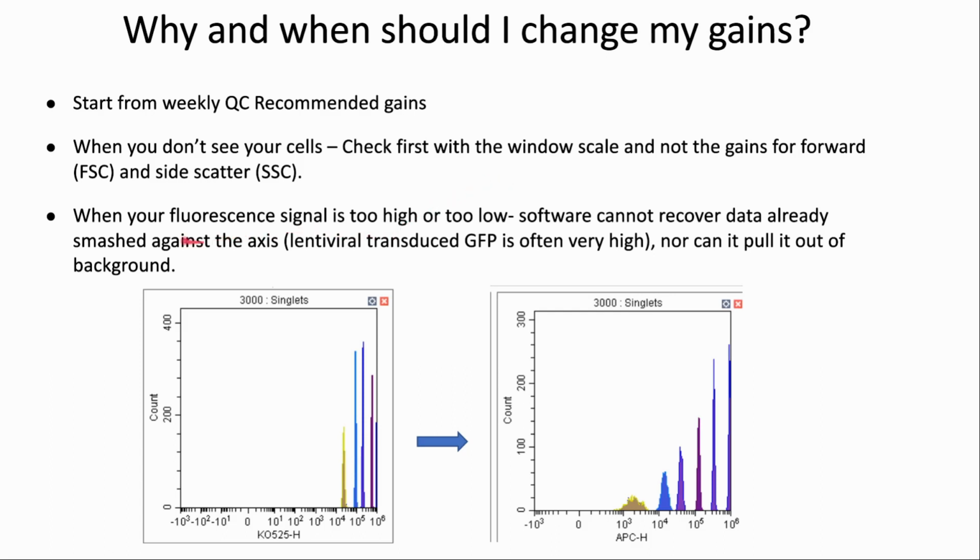Another situation where you might want to change your gains is when your fluorescence signal is too high or too low. This is because the software cannot recover data which has already been pushed up against one of the axes.